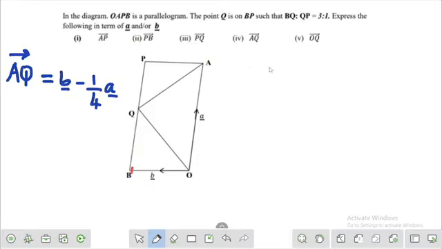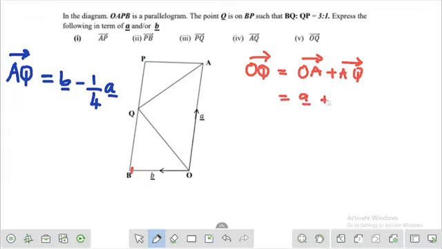So we are going to say OQ is equal to OA plus AQ. The reason why we are using this is very easy for us, because we already have AQ, and OA is a vector right here, plus what is our AQ? Our AQ, we have this one, which is a B vector minus 1 over 4 A vector.